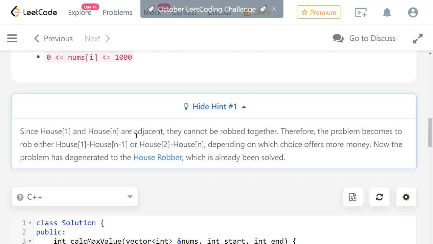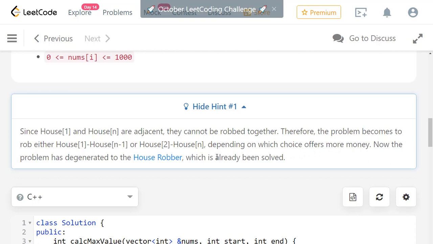Since house 1 and house n are adjacent, when there are n houses, the first house and the last house are always adjacent. They cannot be robbed together, so the problem becomes to rob either house 1 to house n minus 1, or house 2 to n. So we skip the first house or the last house, depending on which choice offers more money.